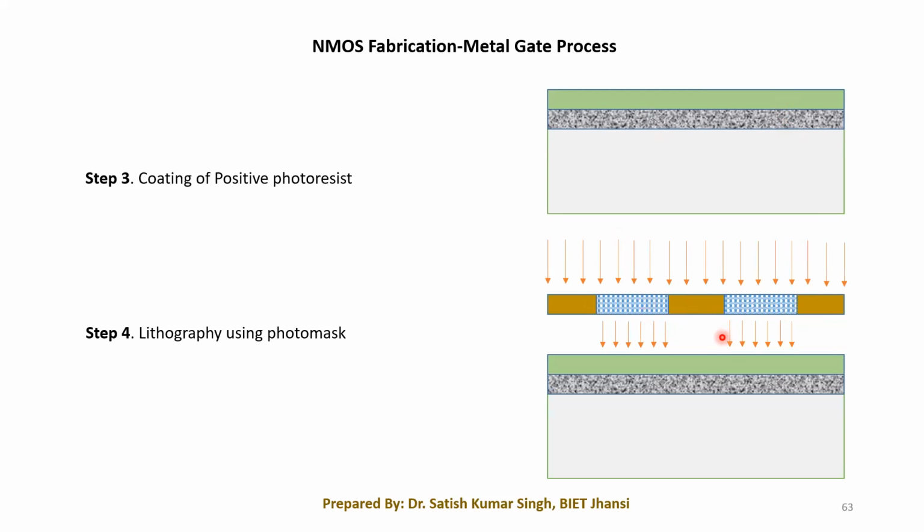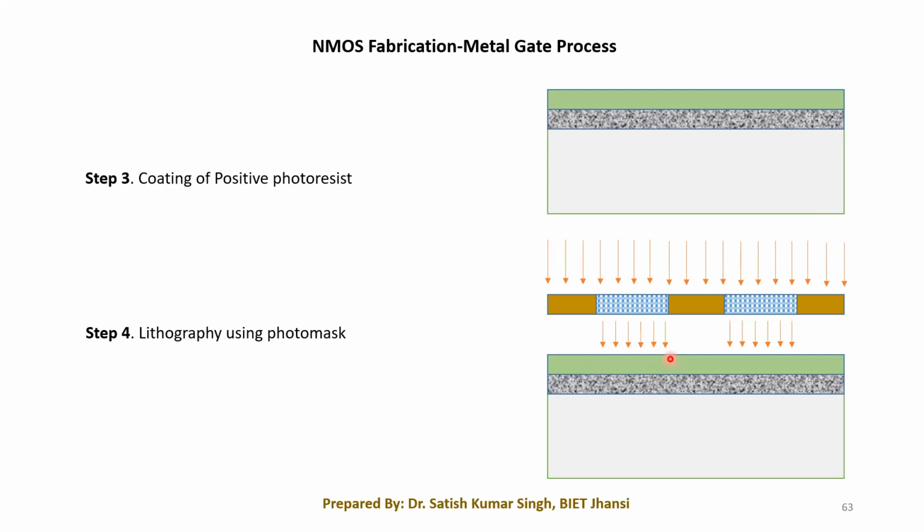So now after having this particular photo mask, we have to shine the light. Once the UV rays are shined over here, they will pass through the window, and then this light will come out and shine on this particular photoresist layer. So only this area is going to be exposed to the UV rays.